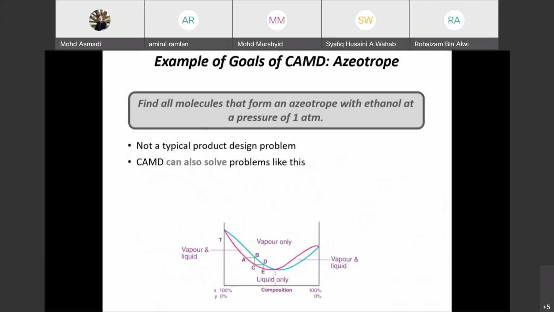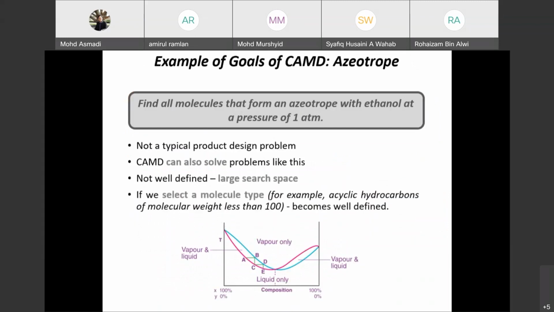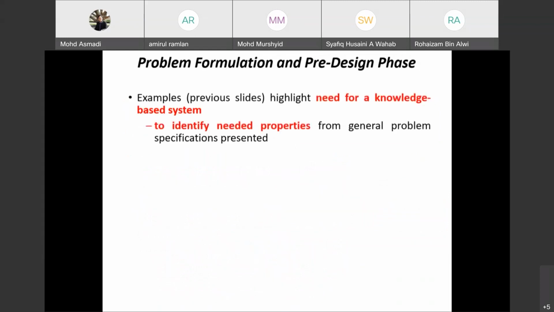For example, azeotrope, right? CMD can solve. Okay. Kalau yang ni kan, find the molecule that forms an azeotrope with ethanol at a pressure of 0.0 atm. Yang ni okay. Okay. So kalau tengok example tu sebenarnya dia highlight need for the knowledge lah. Okay. Base system. Okay, kita nak identify the properties from the general problem.